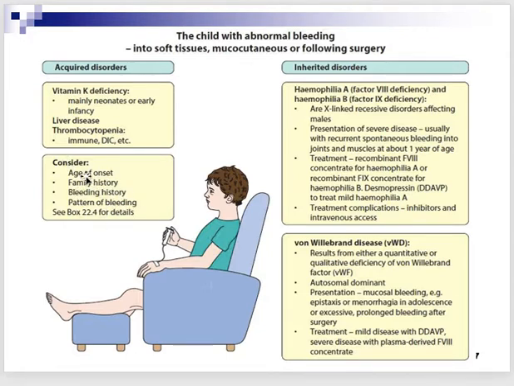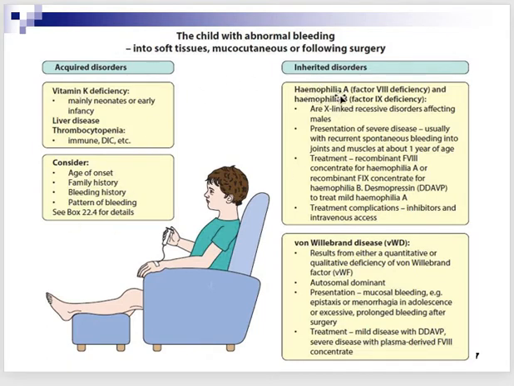See why they are saying family history is very important. For example, hemophilia A and B run in families. Von Willebrand disease runs in families. Bleeding history and pattern of bleeding, why is it important? Because you can differentiate whether it is primary or secondary. So these are the acquired causes, and these are the inherited disorders.